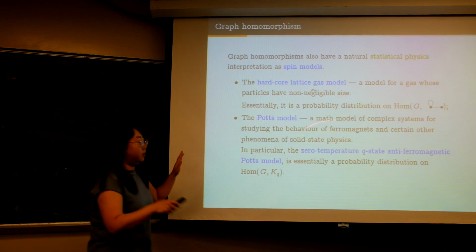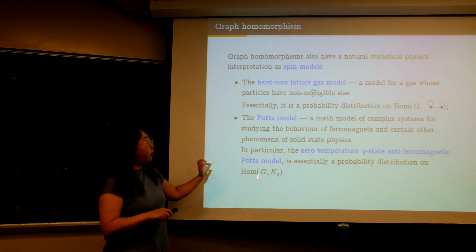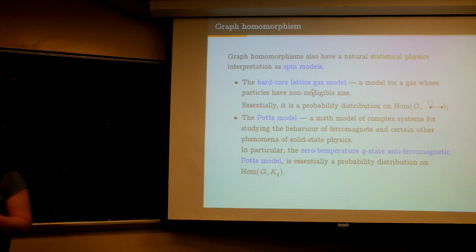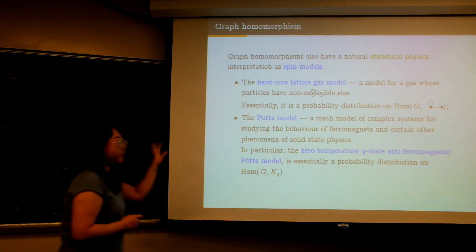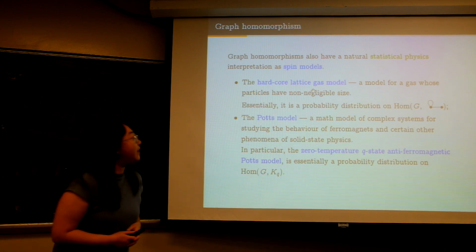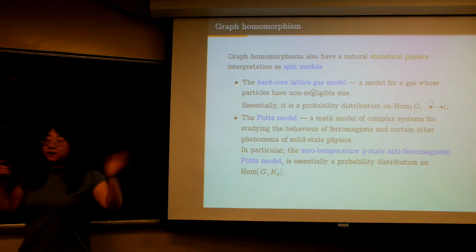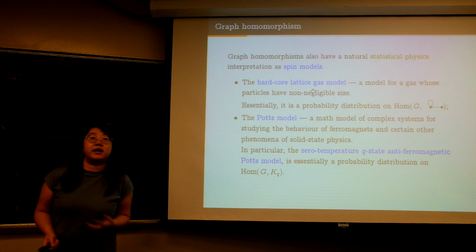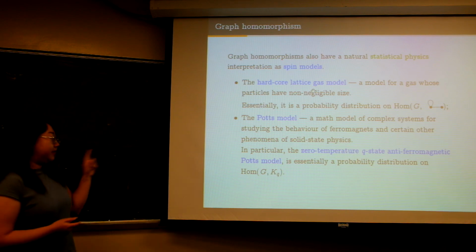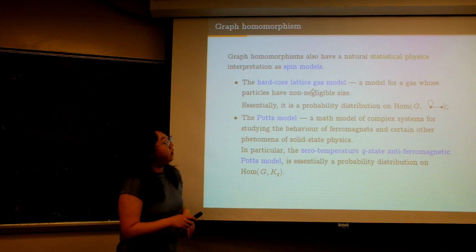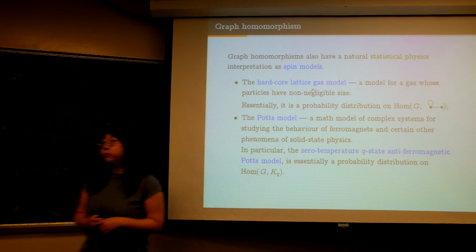There are actually more models you can interpret as homomorphisms from G to some special graph. But I don't know too much about the physics, so I'm a little afraid to put the wrong information in here. So I stop here, where I'm familiar. Anyway, you can see there is this very nice connection between combinatorics and statistical physics. But today we're going to focus on a special graph, that is when the ground graph G is the hypercube.